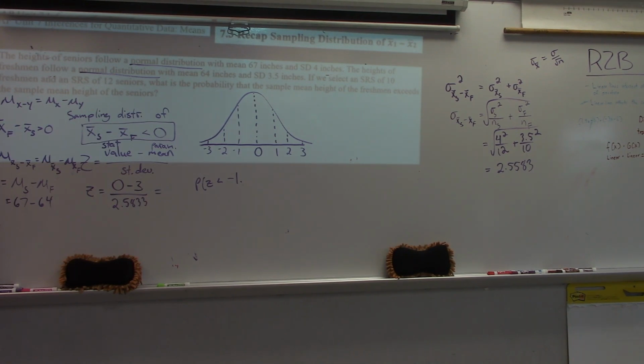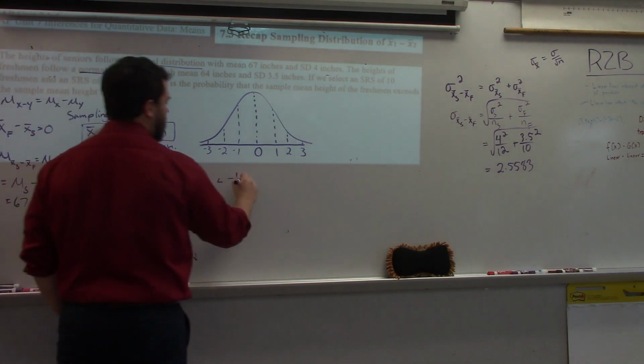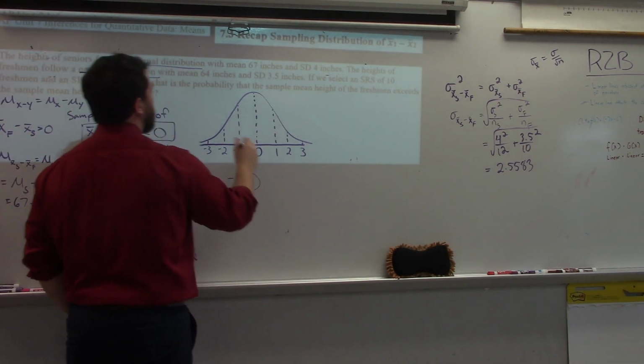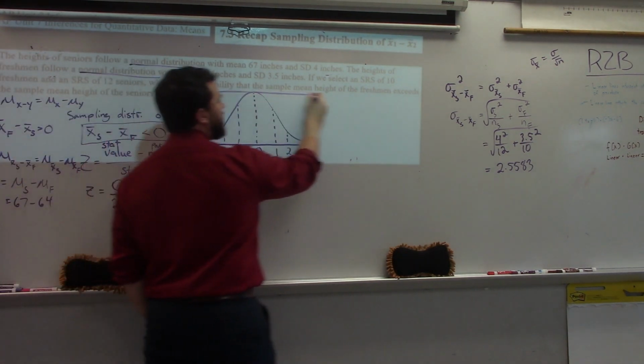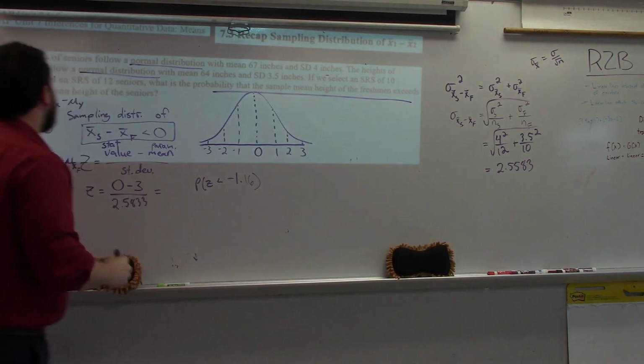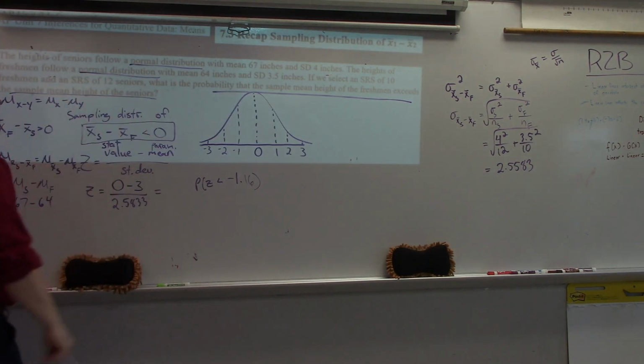I have a random question. Go for it. If the seniors on average are greater than the freshmen, then why, if you subtract the freshmen from the seniors, is it less than 0? Because that's not what the question is. The question is, what is the probability that the sample mean height of the freshmen exceeds the sample mean height of the seniors? That makes sense. It's possible that our sample of freshmen is bigger. Yeah. That's the variance, the 2.5.